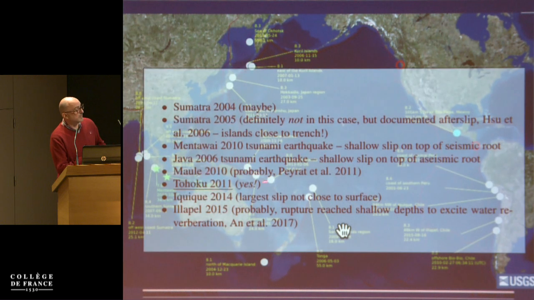So this is a list of a few of them. I'm not sure about this one, whether it reached the surface. Definitely not this one, and there was afterslip because an island close to the trench allowed us to measure carefully what happened. Mentawai was a shallow tsunami earthquake, and so on.